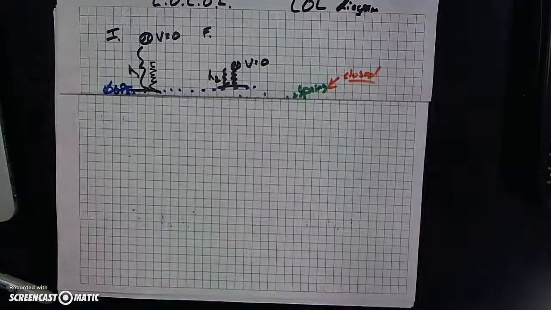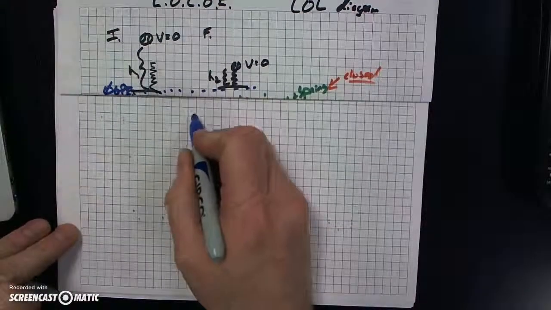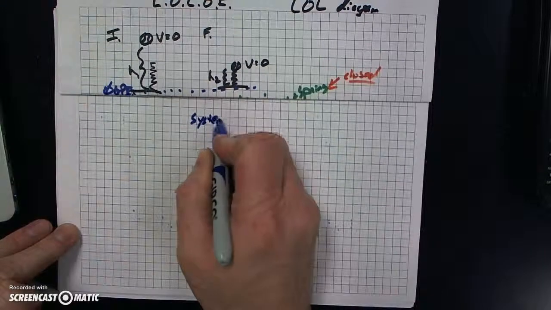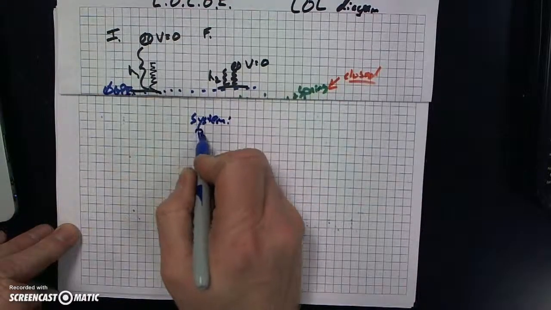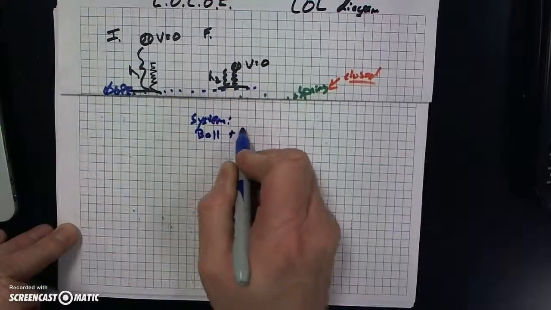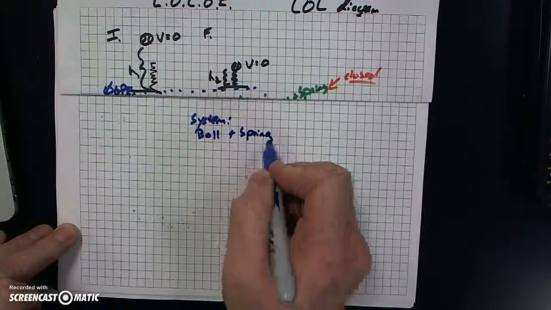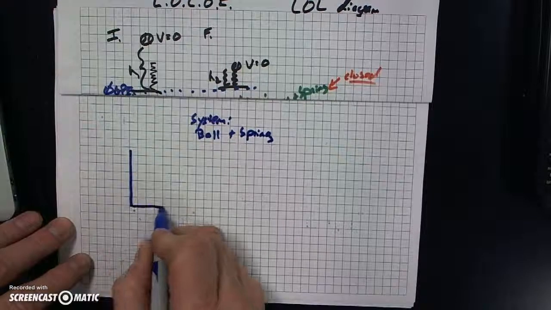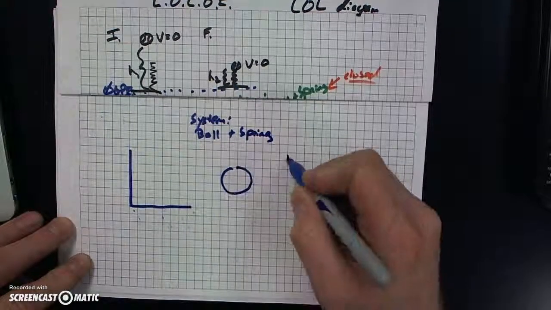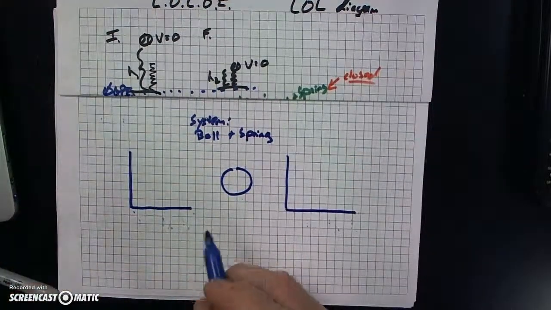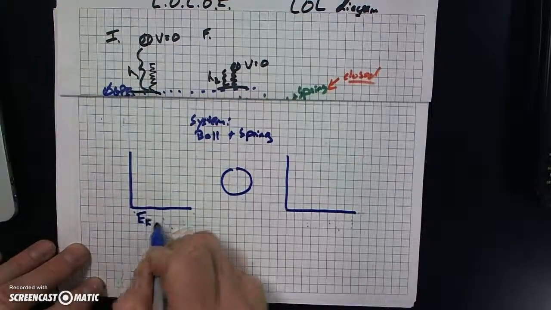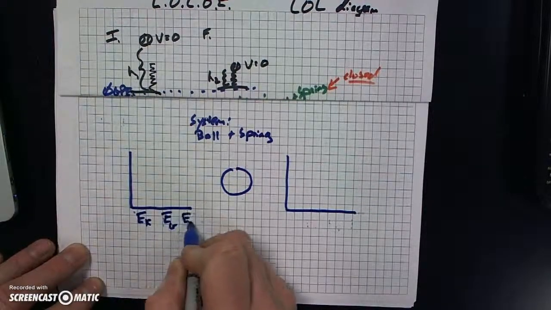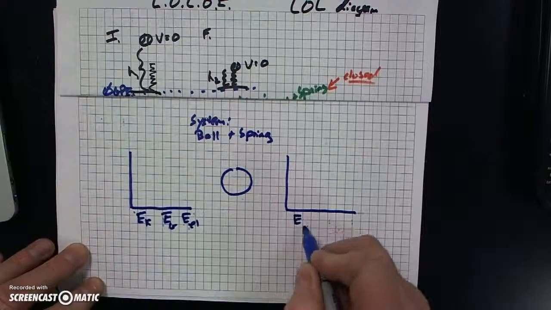So now I want to change the system. The system now is going to be the ball plus the spring. No earth. So again, we draw the LOL diagram. We have our energy kinetic, energy gravitational, energy elastic, same way over here.